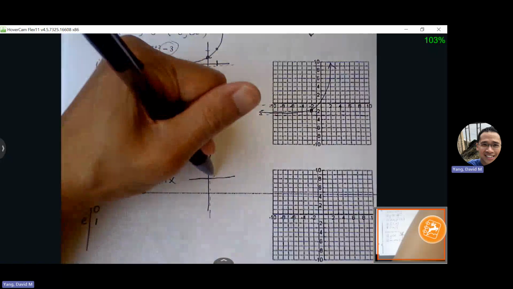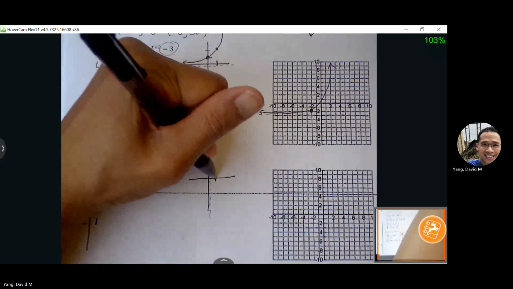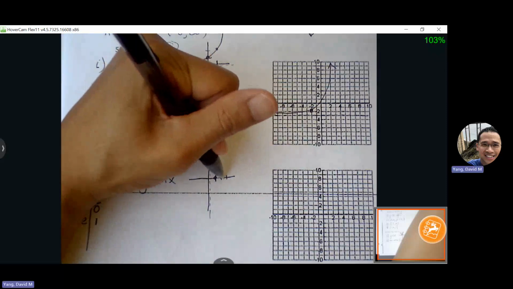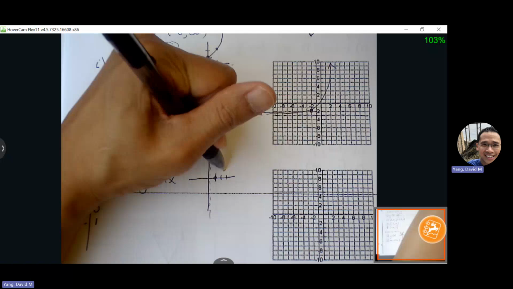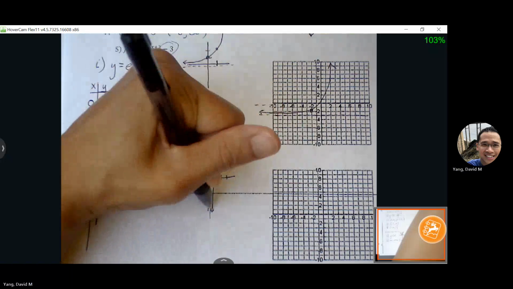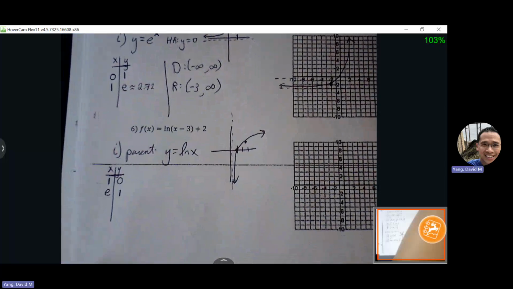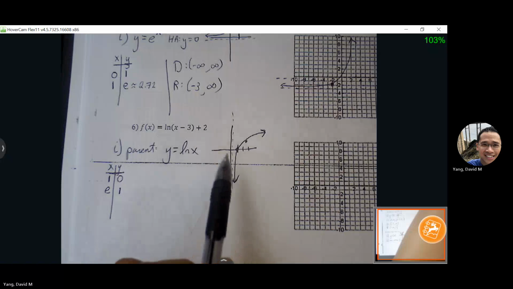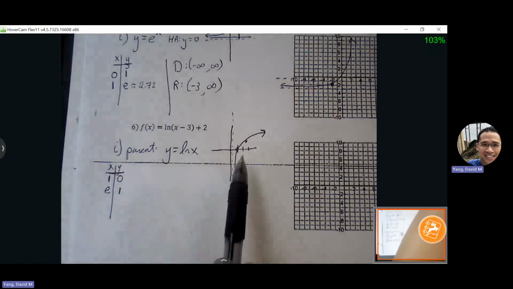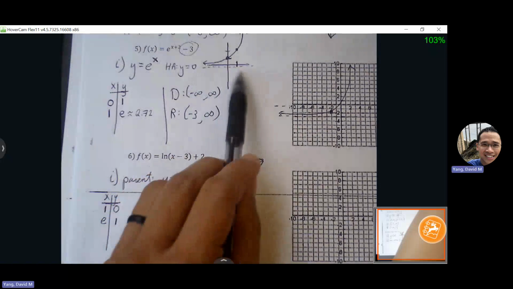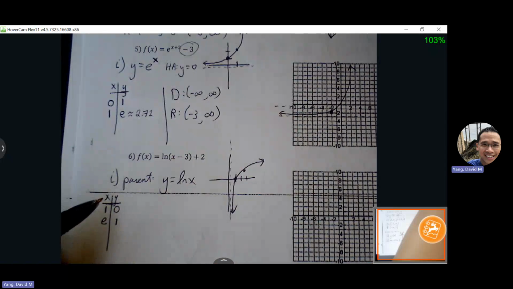So if I graph these points here, (1, 0). e is around 2.7, so just roughly estimate where that 2.7 is, and go up 1. So our graph will look something like this. Okay, that's the shape of your natural log graph. Again, I'm going to focus in on that (1, 0) here. Before, we would have a horizontal asymptote with exponentials. Now with logs, we're going to have a vertical asymptote.